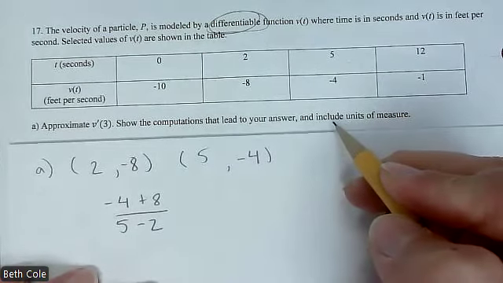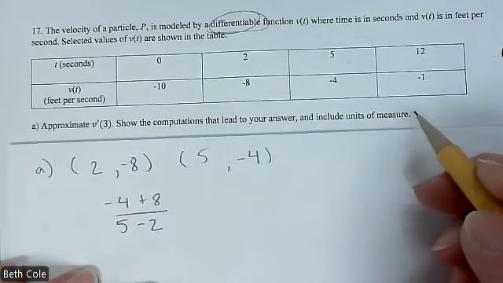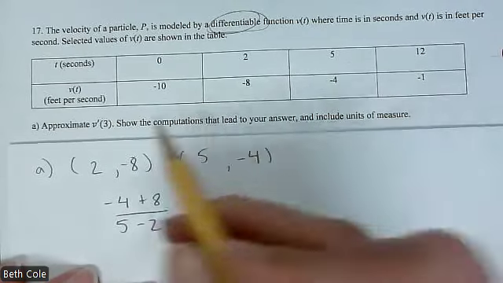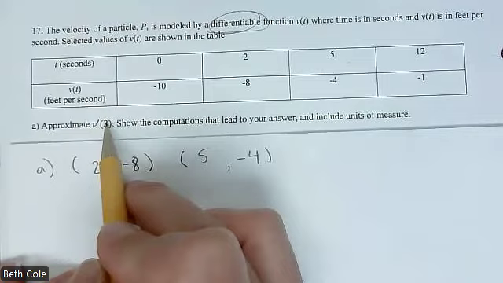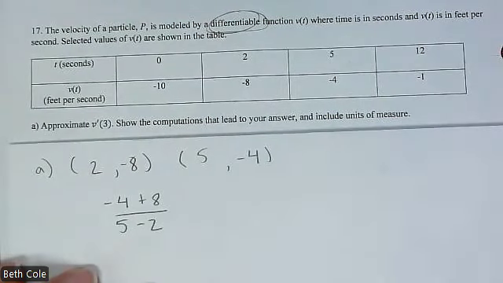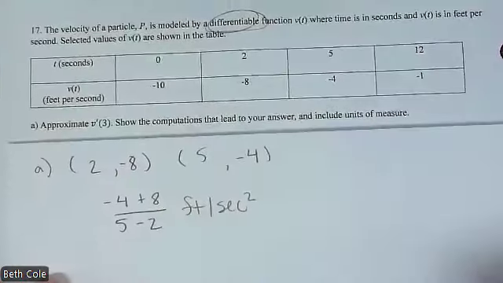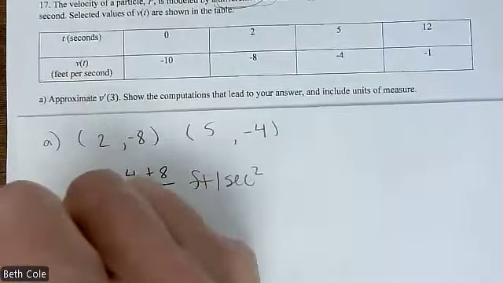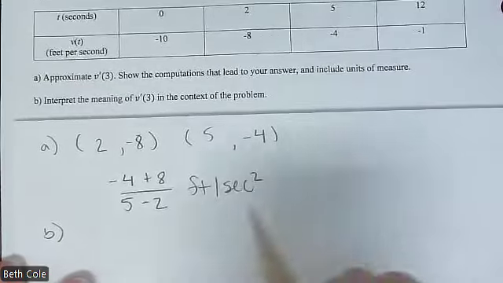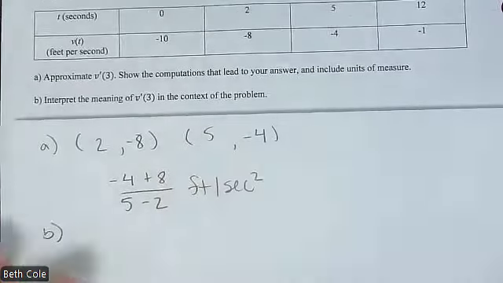However, it does say take 2, include units of measure. This is feet per second, and we approximated a derivative of that. So it is feet per second squared. That's it. Move on.